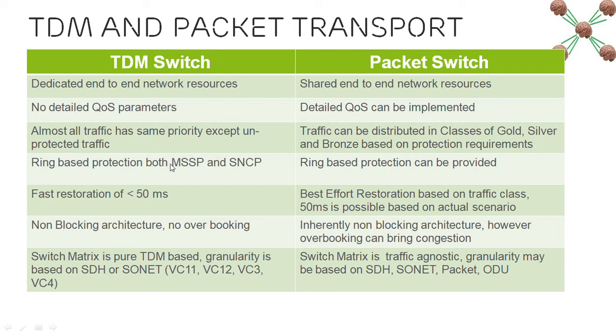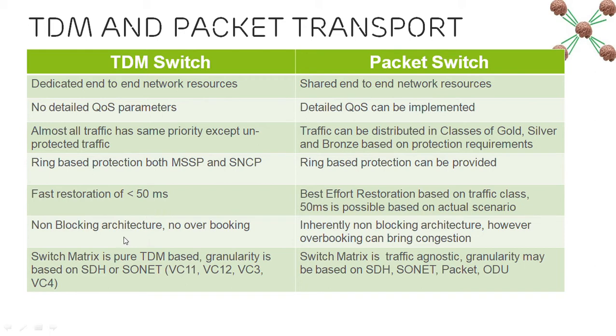In TDM, you can have rings which are based on MSSP or SNCP. And in packet also you can have rings, and these rings can be based on tunnels or RPR technology. In TDM, we have a fast restoration for all the protected services. In packet switch, we have a best effort restoration based on traffic class. If you have very high QoS traffic, it will be protected, but the low priority traffic will not be protected on the same 50 millisecond scenario. It may be restored if there is any available bandwidth.